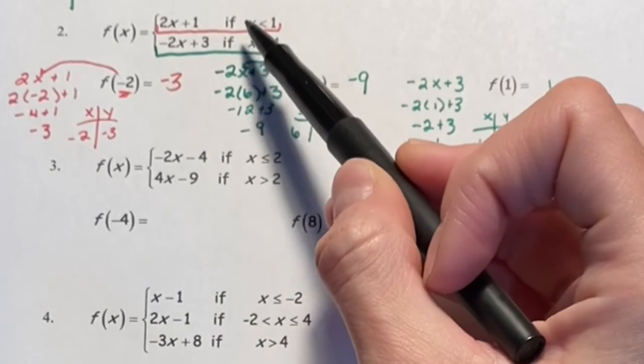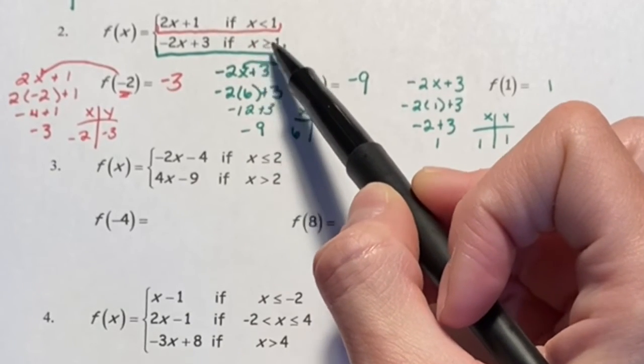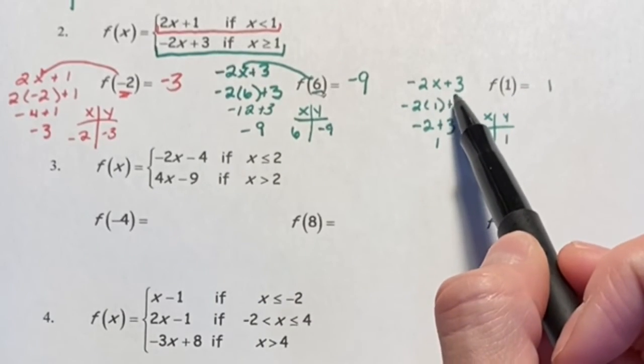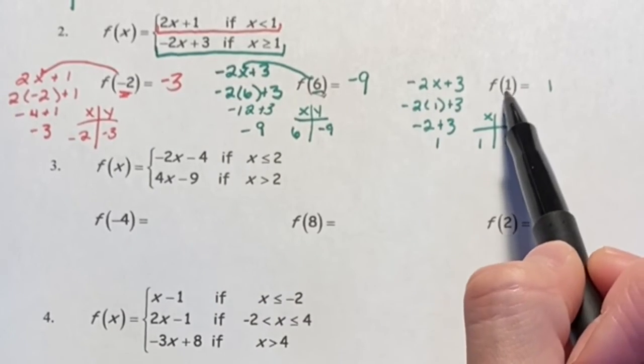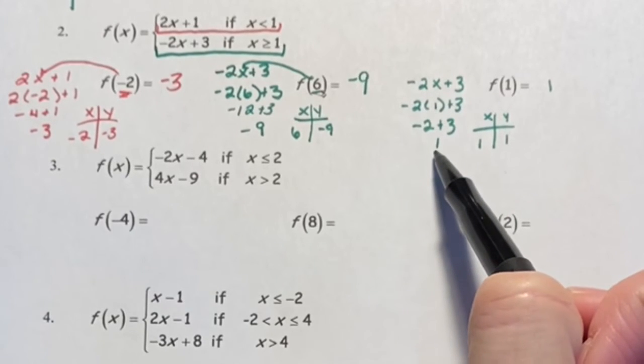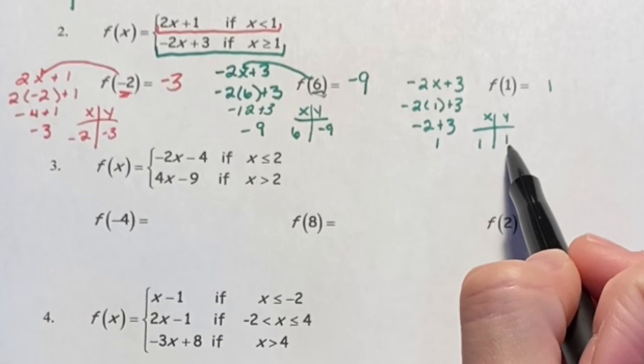And the third one is f of 1. So x is less than 1 is not the one that we're going to use; we use where x is greater than or equal to 1. 1 is equal to 1, so we use this second equation, negative 2x plus 3. One way we could solve is we could substitute 1 in for everywhere we see x, and then we get 1 when we simplify, or we go to our table where x is 1, we get y is 1.